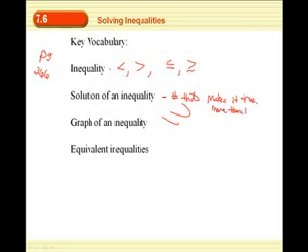Graph of an inequality. A graph of an inequality is shown on a number line, and we will do those. And equivalent inequalities are inequalities that have the same solution. Okay? So let's do some of these.